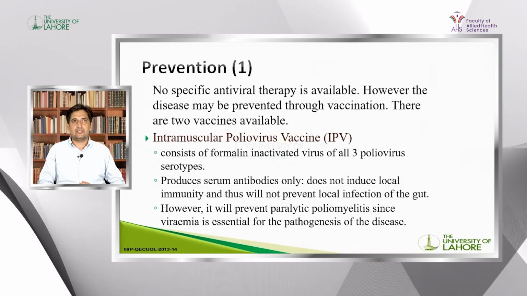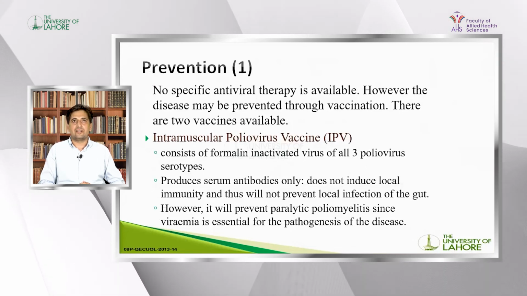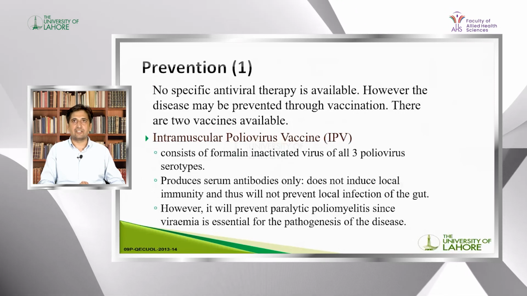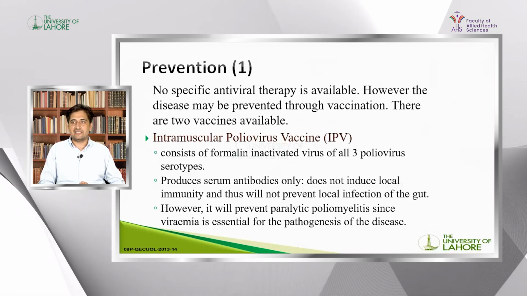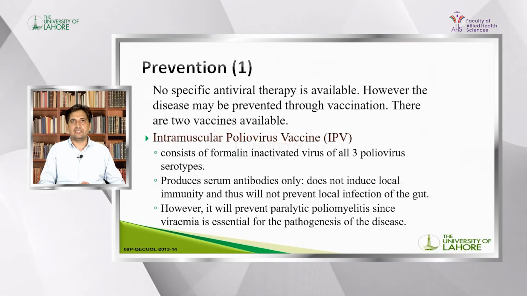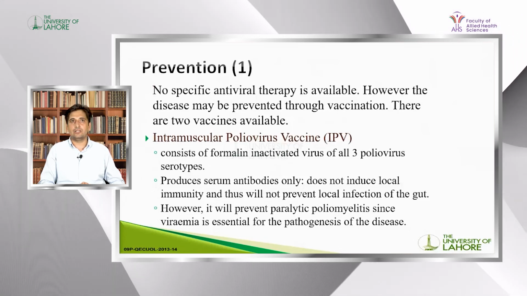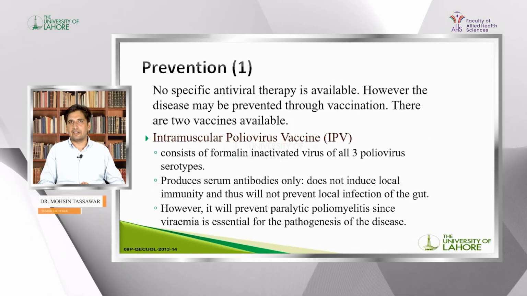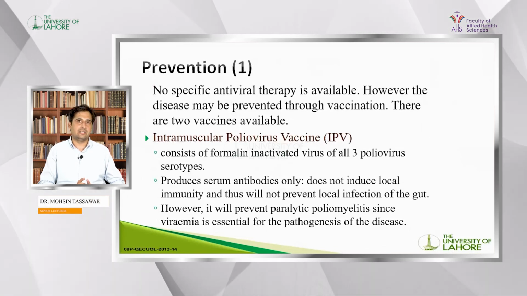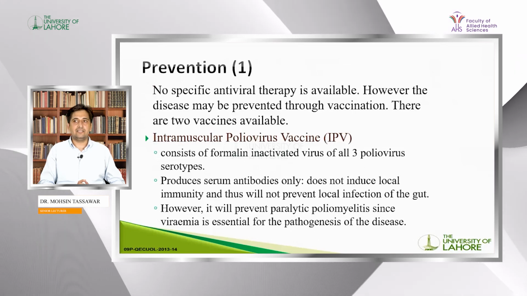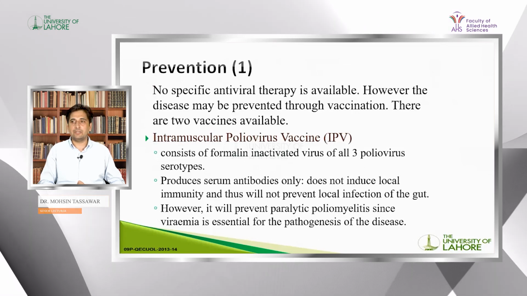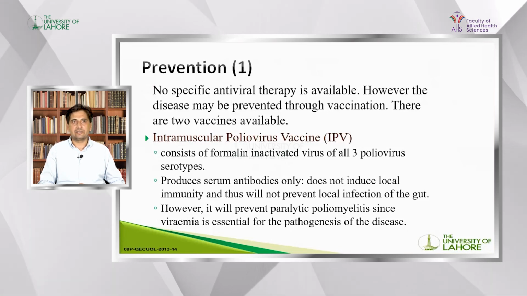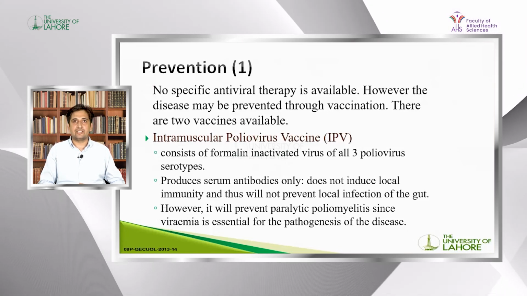Talking about the prevention of the poliovirus, there is no antiviral therapy available for this virus. However, the disease may be prevented through the vaccine. There are two types of vaccines available for the poliovirus. First one is IPV, that is the inactivated poliovirus vaccine, given intramuscularly. That consists of formalin-inactivated virus of all three poliovirus serotypes. If you remember, we talked about the three different serotypes of poliovirus. So the IPV contains all three serotypes of the poliovirus, so that it can provide immunity against all these three serotypes.